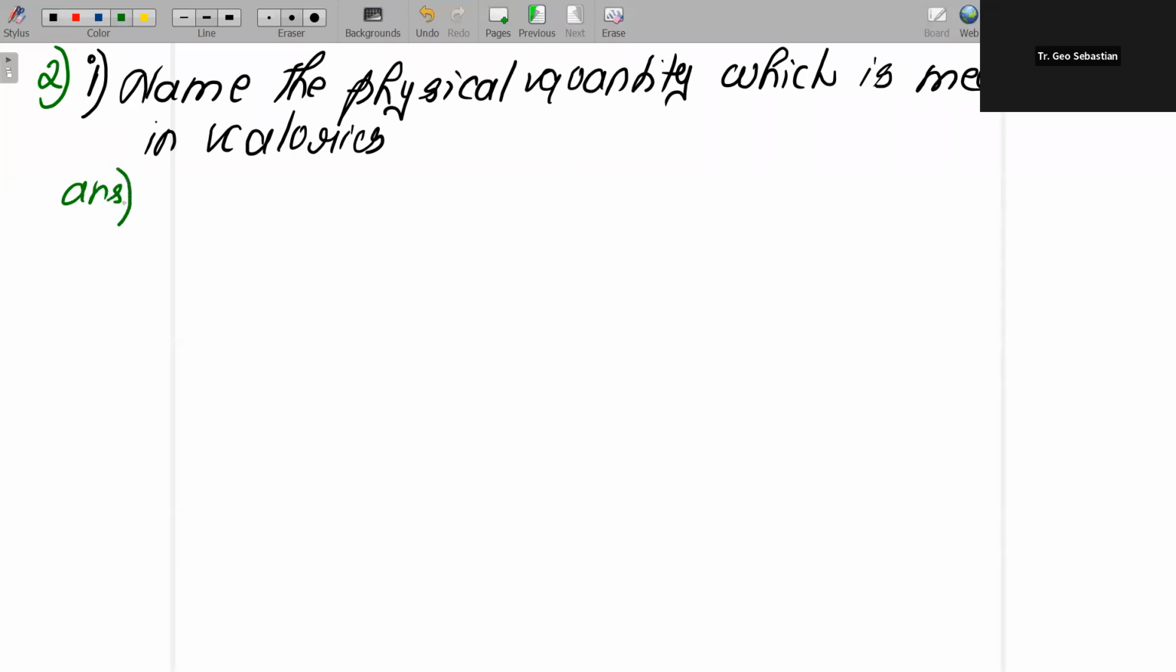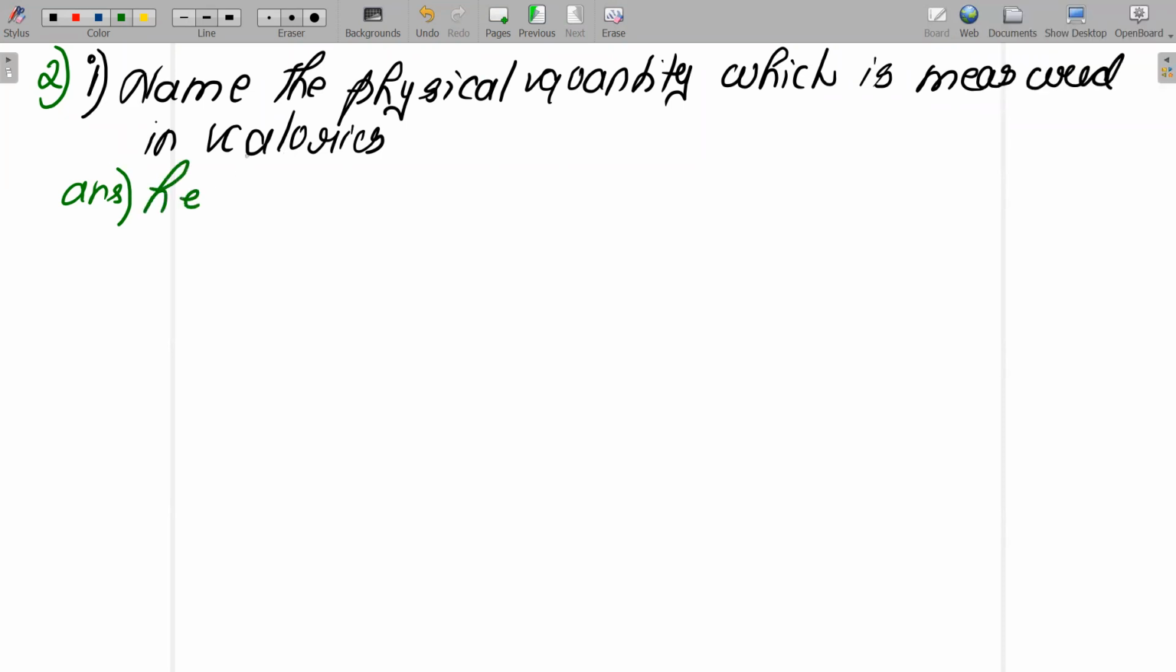What is the answer then? Heat. Children, you should write it as: calorie is nothing but the unit of energy, so it should be heat energy. Understood? Like this, you should answer.